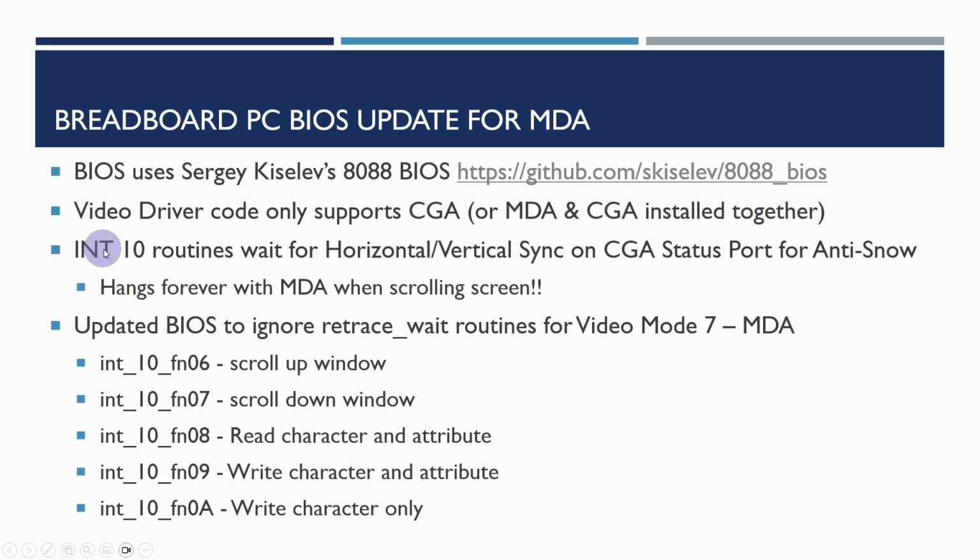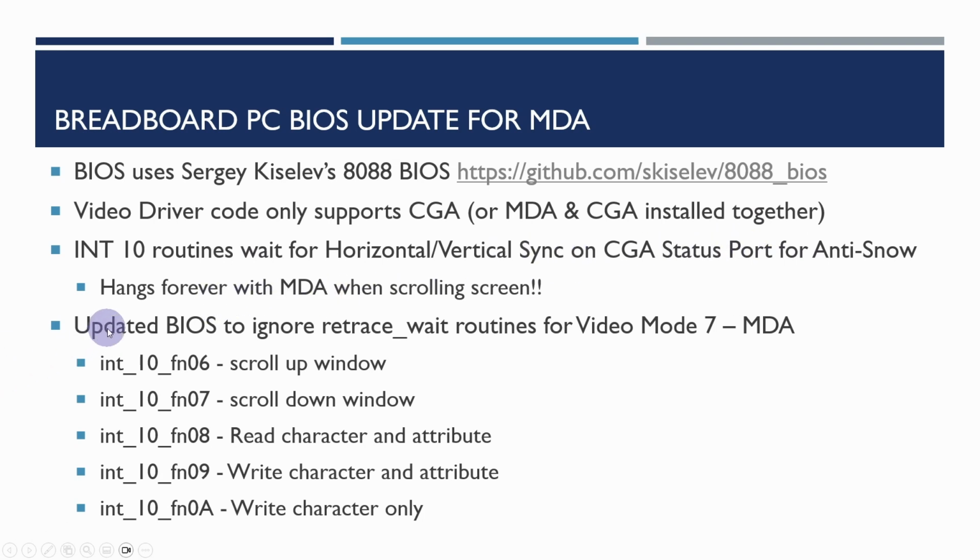However, because the interrupt 10 video routines wait for a horizontal sync or vertical sync on the CGA status port for anti-snow handling, this is to avoid the interference on the screen during updates by the CPU, what happens then is it hangs forever whenever the MDA video card is expected to scroll the screen using the BIOS. And this was because the CGA status port obviously is a completely different port from the status port of the MDA card, and the MDA card doesn't have the same horizontal sync, vertical sync lines that the CGA one does.